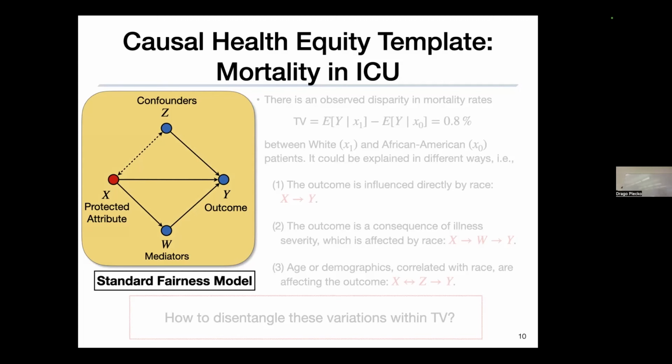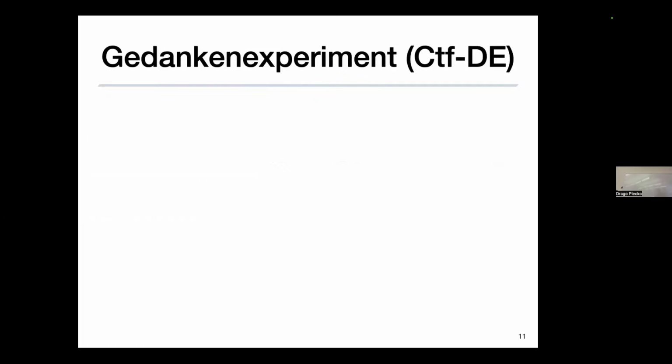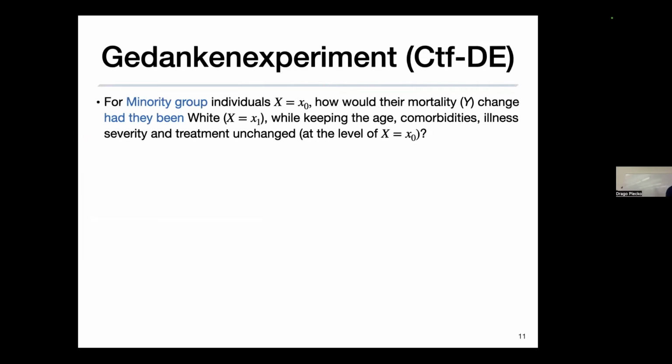So what I want to do next is, now I mentioned these direct, indirect, and spurious effects. The question is, how do we conceptualize these effects, how can we measure them, and how can we perform thought experiments, or in German, Gedankenexperimente, that allow us to quantify these effects that are direct, indirect, or spurious? So I'm going to start with this thought experiment. I'm going to read it out.